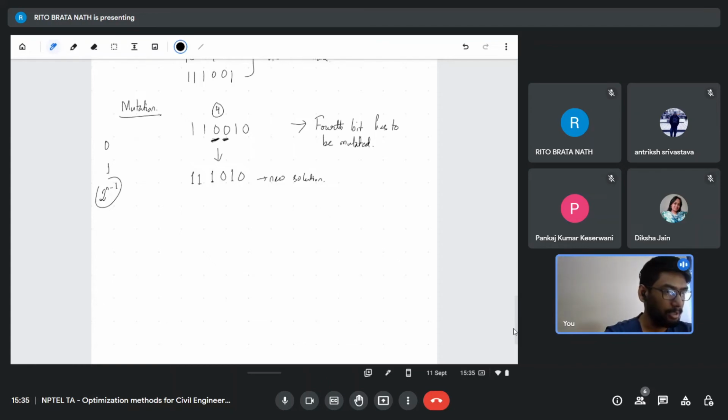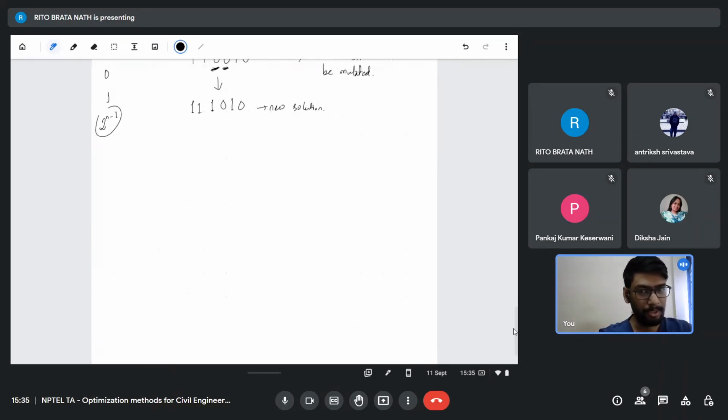Okay, so let me see what else there is, because I found this week's assignment pretty simple, mostly concept based. Let me discuss the 10th question or something similar.